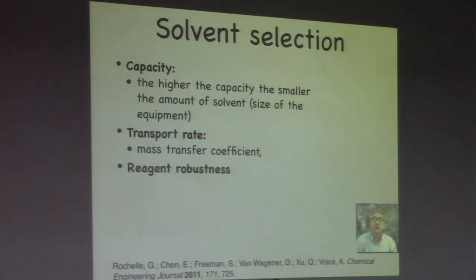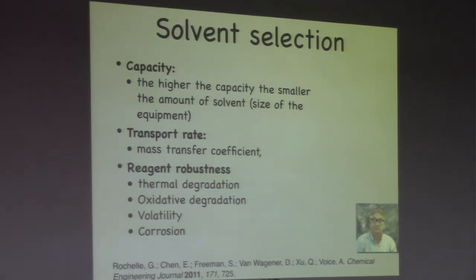We also recognize that the reagents or the solvents we use must be robust against thermal decomposition in the temperatures associated with absorption and stripping. They must be resistant, of course, to oxygen and SOx that is appearing in the flue gas. And we certainly don't want those solvents to be volatile so that they slip or escape from our process and pose an environmental hazard. Furthermore, we also don't want those solvents to be very corrosive.